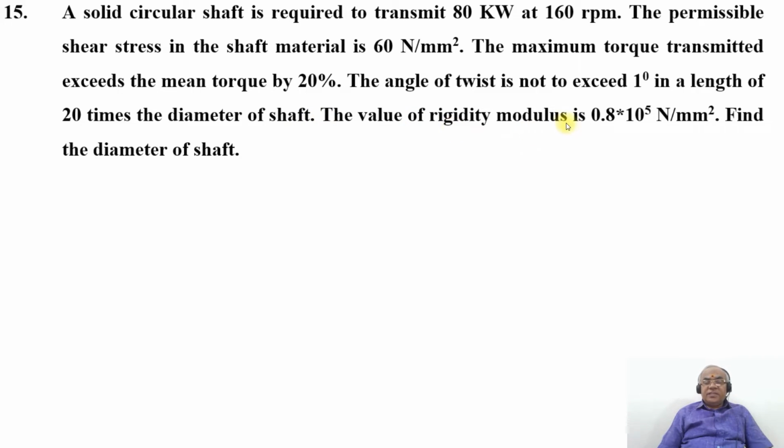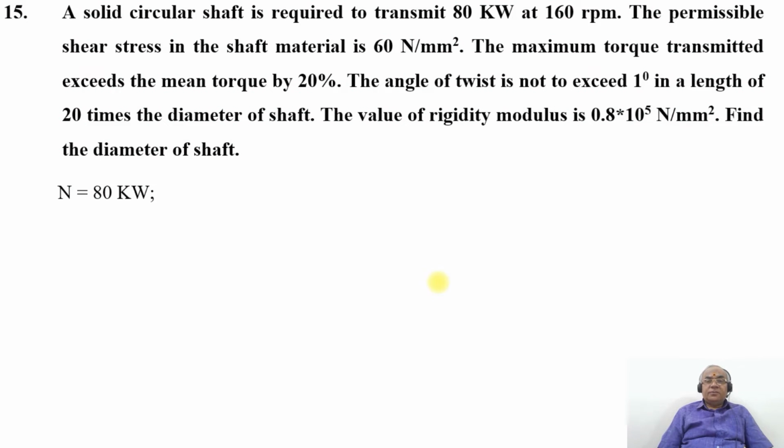The value of rigidity modulus is 0.8 into 10 to the power of 5 Newton per mm square. Find the diameter of the shaft. So this is the problem which is given. So first we are going to write the data.